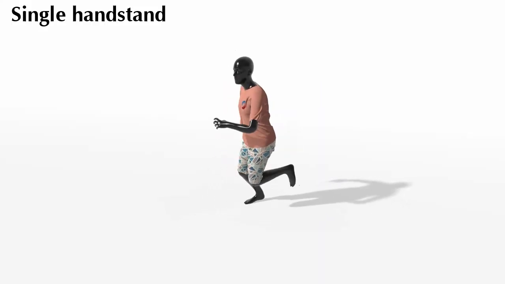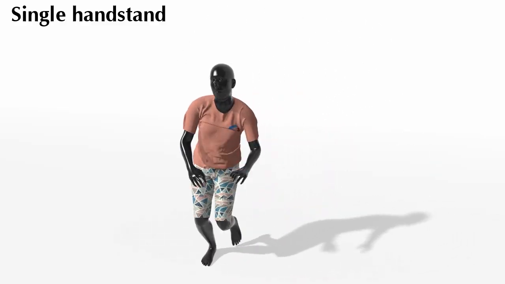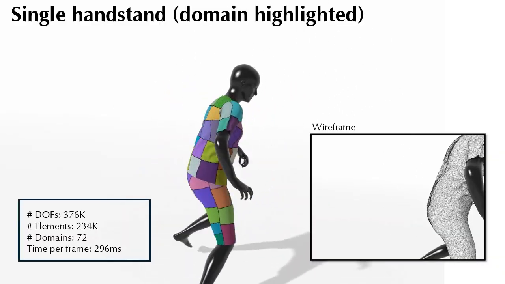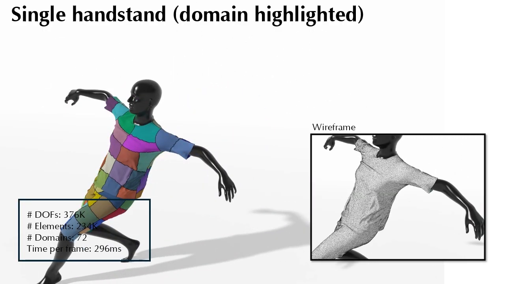Here are some results with our method. In this case, the character in a fitted t-shirt and shorts performs a single handstand dance. There are 376,000 degrees of freedom and 234,000 elements involved.